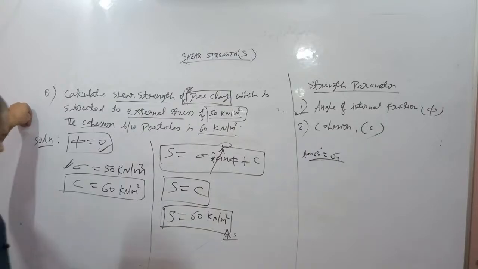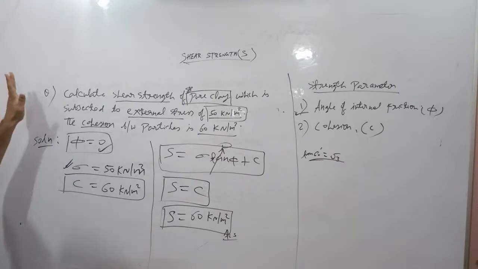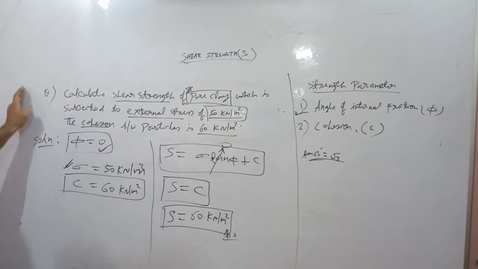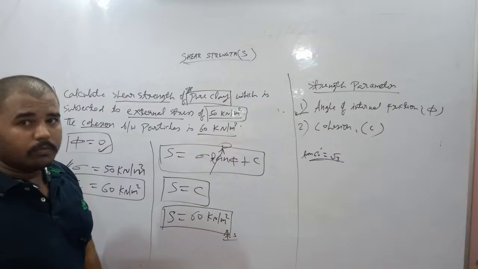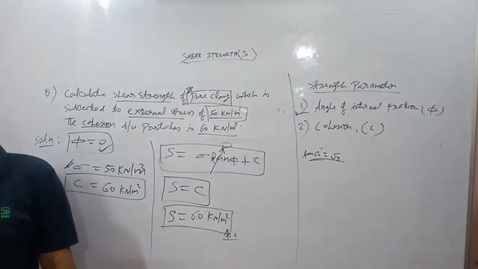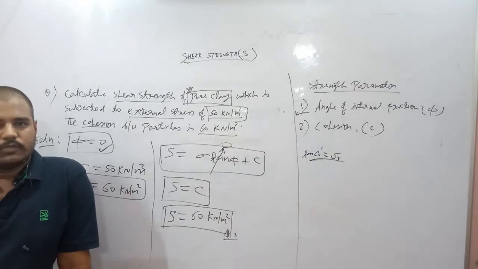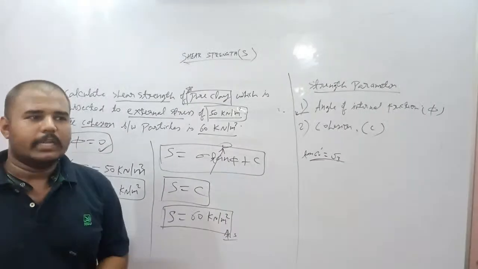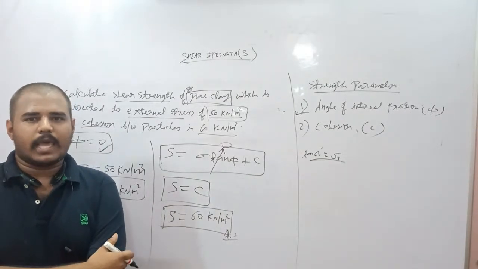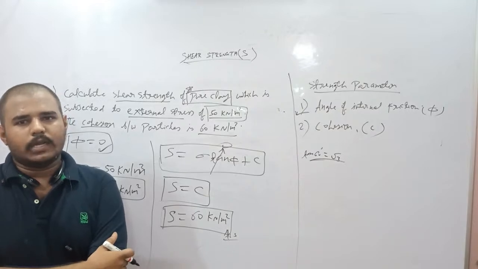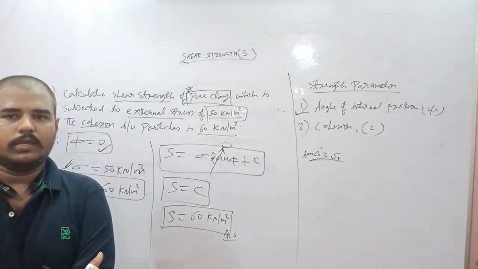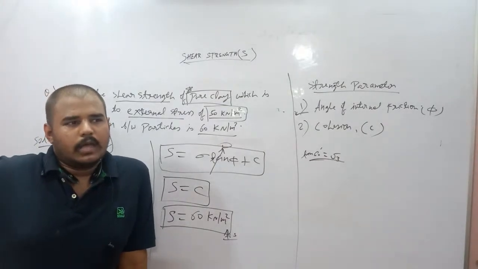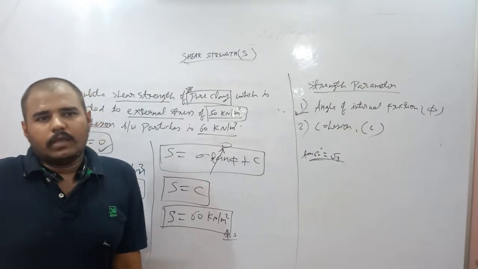The last question we discussed was a cohesion-less soil question, and this one is a cohesive soil. Okay. Now, since cohesion-less and cohesive have come, let me discuss once again. We all know what cohesion-less soil is. Cohesion-less soil is a type of soil in which cohesion is absent. Okay. There are no intermolecular cohesive forces in cohesion-less soil. That is the difference between cohesion-less and cohesive soil.